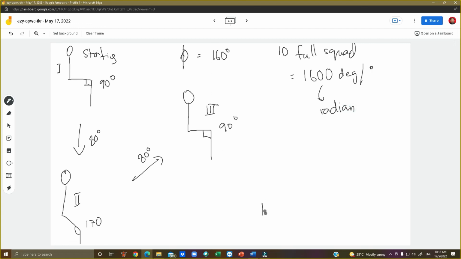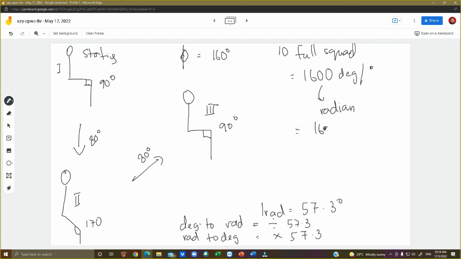So how we want to do a transformation? We know that 1 radian equals to 57.3 degree. So to change degree to radian, okay, macam mana kita nak ubah? We need to divide our answer with 57.3. Kalau kita nak tukar radian to degree pula, we need to multiply our answer with 57.3. Okay, example, kita dah ada 1600 degree, berapa radian? So it will be 1600 divide with 57.3.